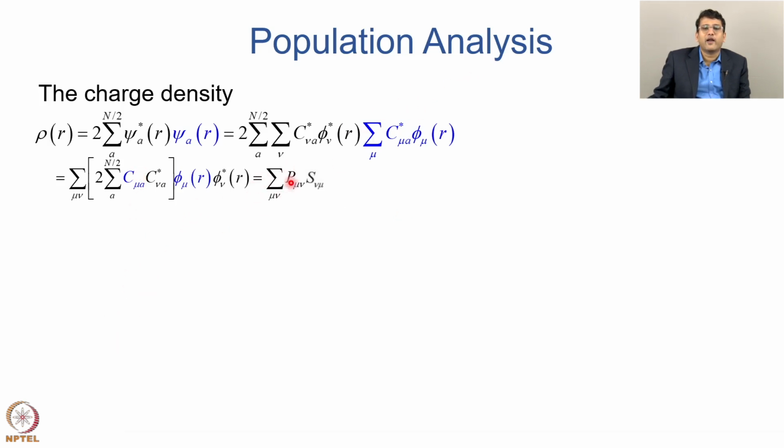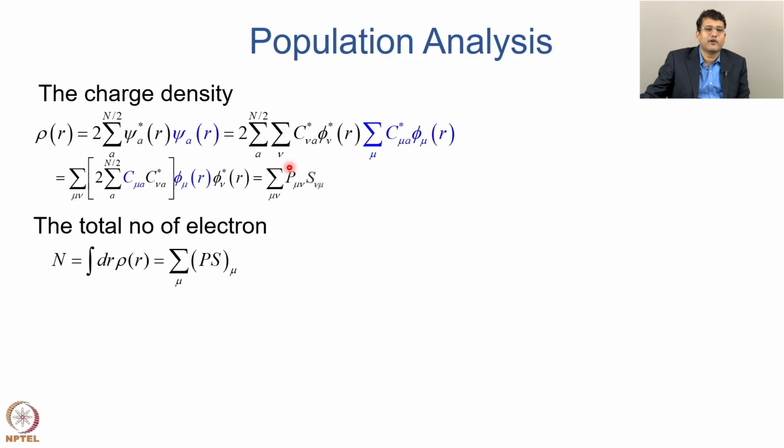So, overall I can define a charge density bond order matrix. I have two terms. The first one, these two C's, is called P, which is the charge density bond order matrix, and these phi's are actually the overlap matrix S. This is how it can be defined, and we know that the total number of electrons can be calculated by integrating the charge density over the whole space, dr, which will essentially lead to the trace of the PS matrix element. Now, this is the total number of electrons.